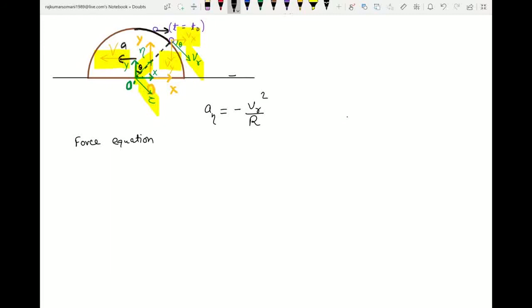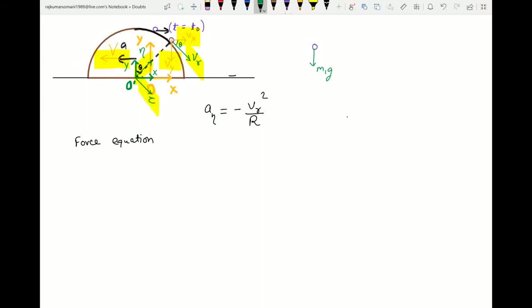Let us write the force equation in the green frame of reference in the eta direction, that is, normal to the surface of the hemisphere. For that we have to draw the free body diagram of the particle at time t equals t naught. In the green frame of reference, one of the forces is m1g. Now at time t equals t naught, the particle is going to break contact with the hemisphere. Hence at this instant there won't be any normal reaction between the hemisphere and the particle.